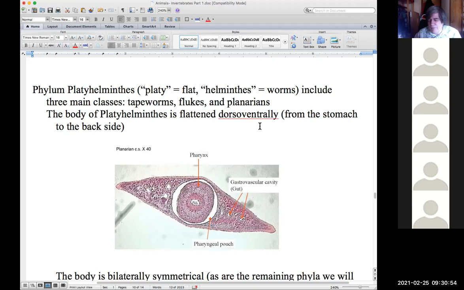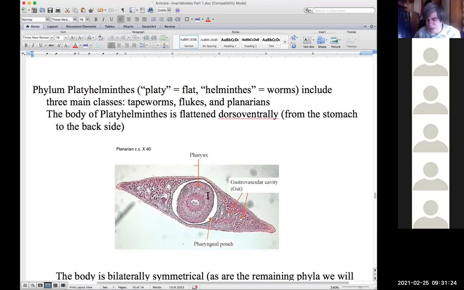The reason that flatworms get their name is because their body is flattened. And it's always flattened in a dorsoventral direction. Now that's basically from the stomach side to the back side of a person. With planaria, it's kind of hard to say that they have a backside. This is a cross section of a flatworm called a planaria.